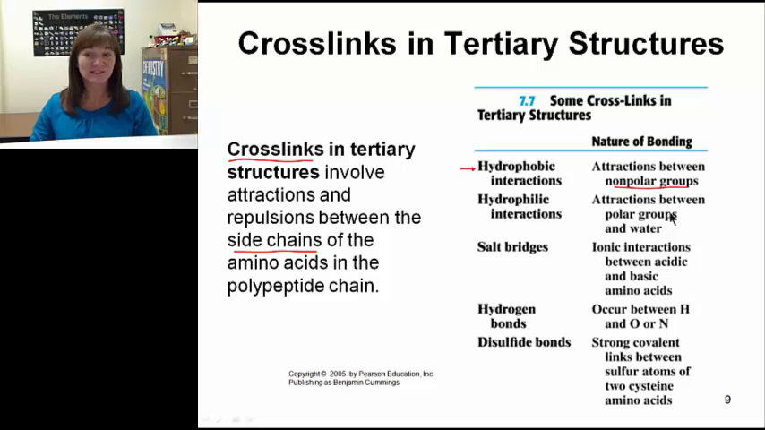Hydrophilic interactions are going to be between your polar groups and water. And the reason they have the water in there is because our proteins, our bodies, are mainly made up of water.